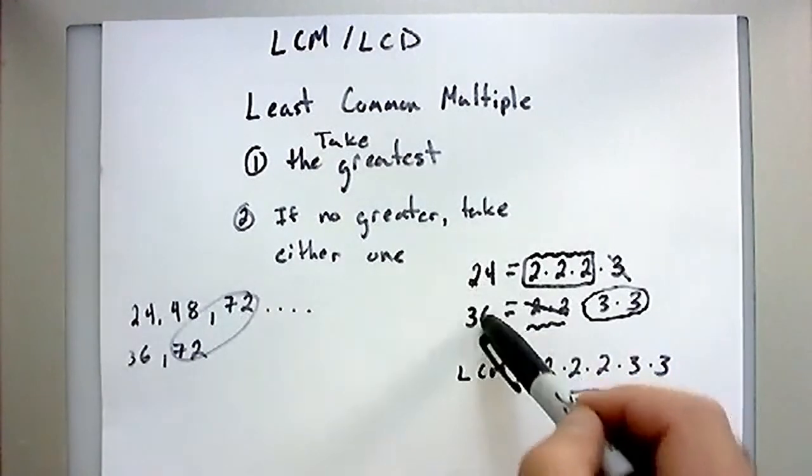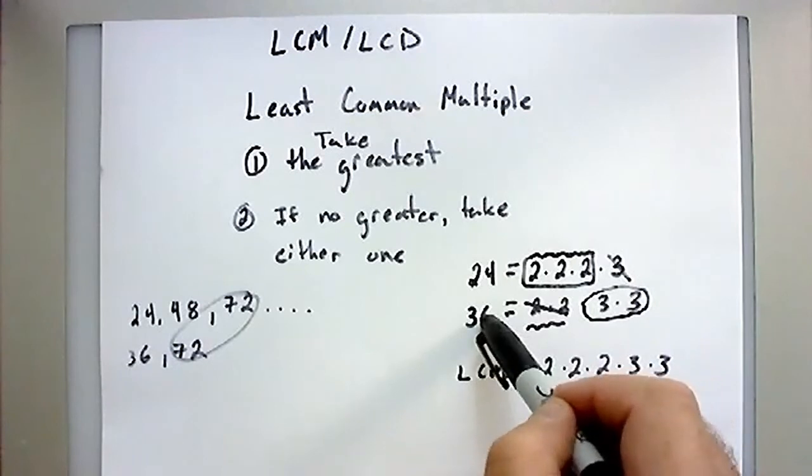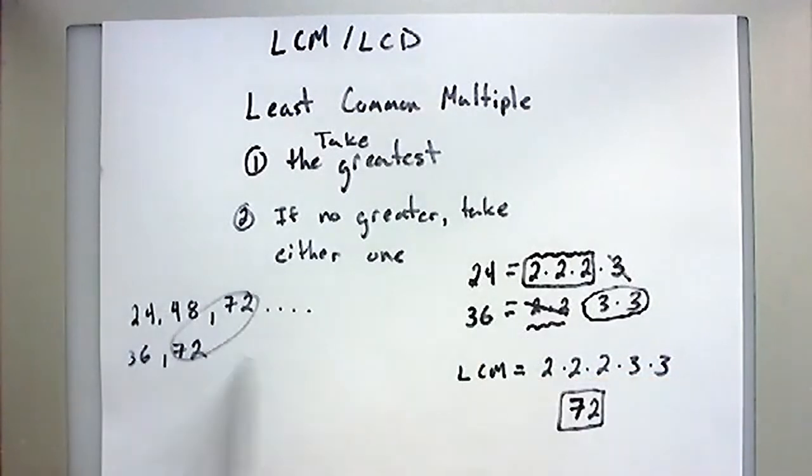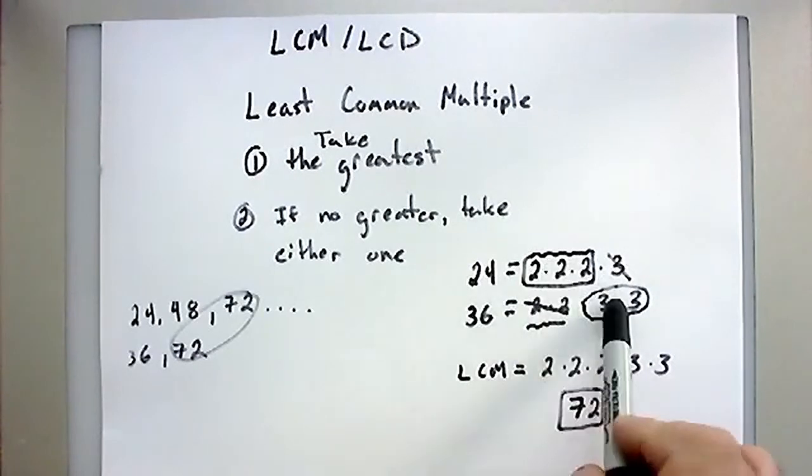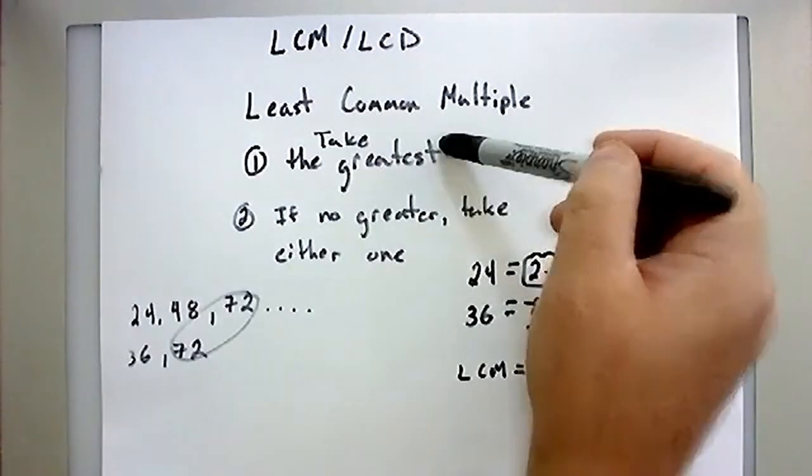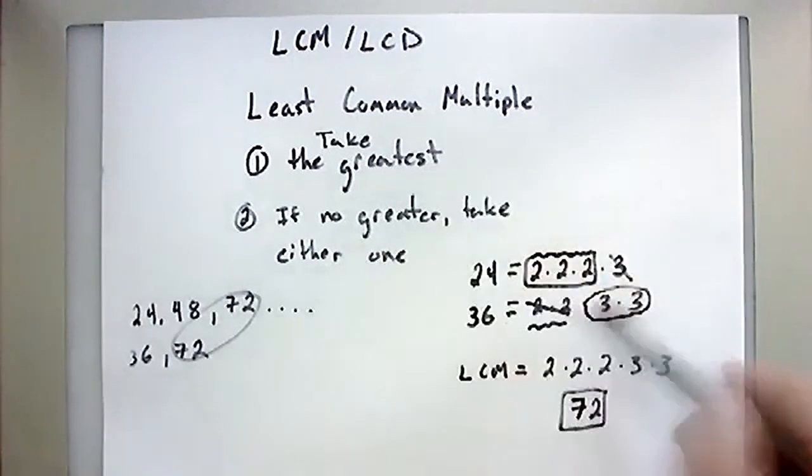105 and 630, like the problem we did at the end just a minute ago. So listing them out is not really feasible. This is the way you want to do it. You want to compare the prime factorizations, take the greatest. If there is no greatest, then you just take either choice. It doesn't matter, okay? So make sure you're cool with that.